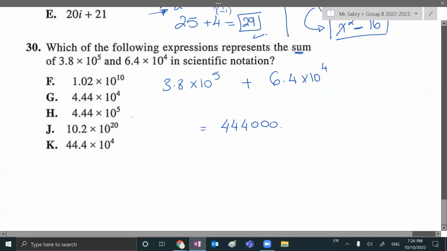So how can I write this in scientific notation form as well? When you look at the answers, it's either 4.44 or 44.4. If I moved the decimal point from here to here, how many times has it moved? It moved 1, 2, 3, 4, and 5. It moved 5 units. So I could write it down as 4.44 multiplied by 10 to the power of 5. So instead of writing this whole thing, I can write it this way. Now, H would then be the correct answer.